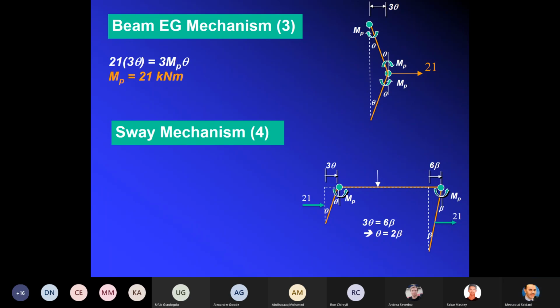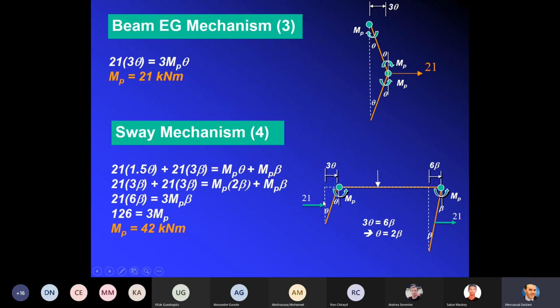Okay, right. So that gives us the relationship between the angles of rotation of the 2 columns. Now we can write the external work equal to the internal work. So for the external work, we have 21 times the displacement. Be careful, it's the displacement where the load is applied. So it will be the displacement here, okay? So it's half of 3 theta.